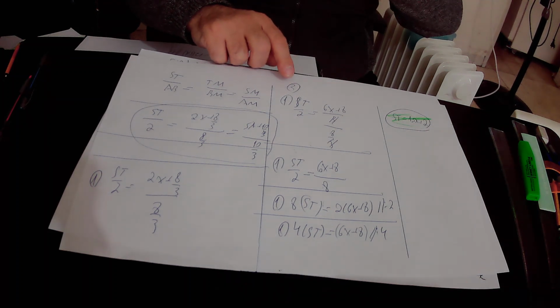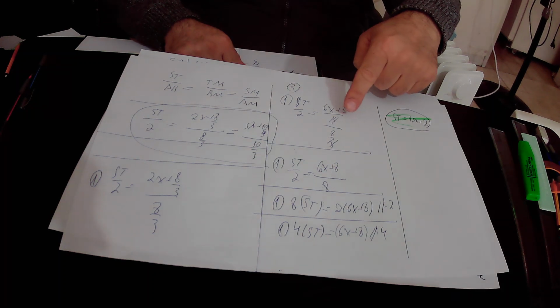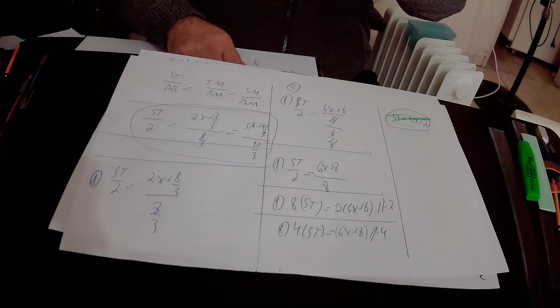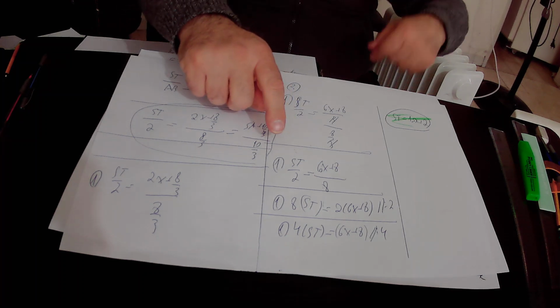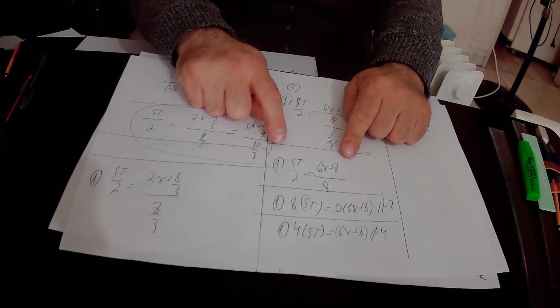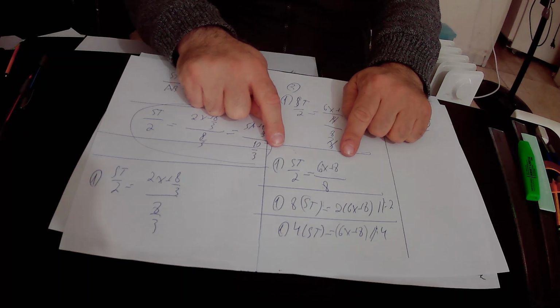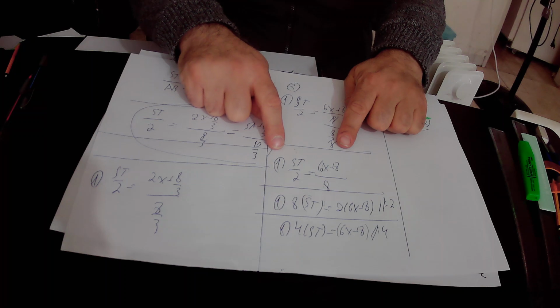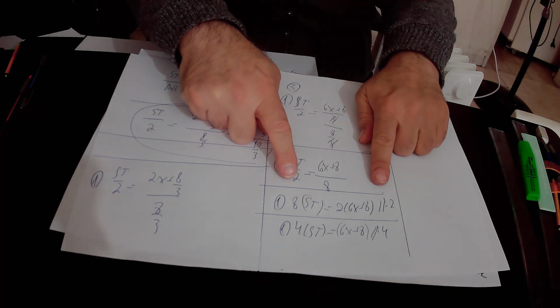Okay, so here we have 3 in the numerator and 3 in the denominator, so 3 will get cancelled. After we cancel 3, we are left only with st over 2, that's equal to 6x plus 8 over 8. Here we cross multiply this equation and find that 8 times st equals 2 times (6x plus 8).